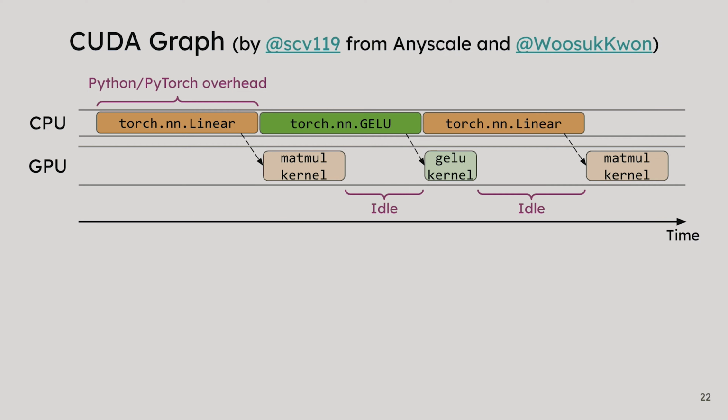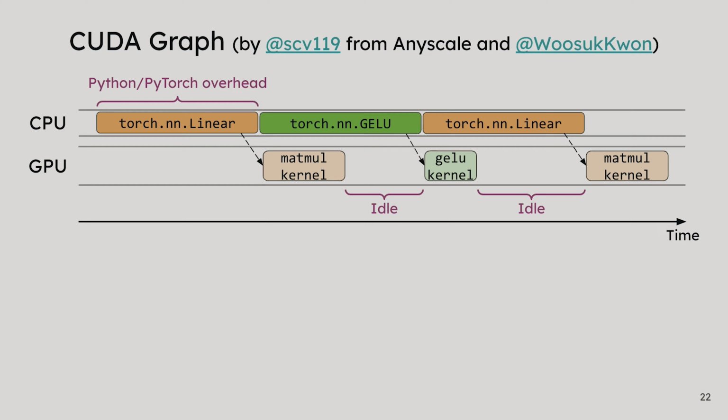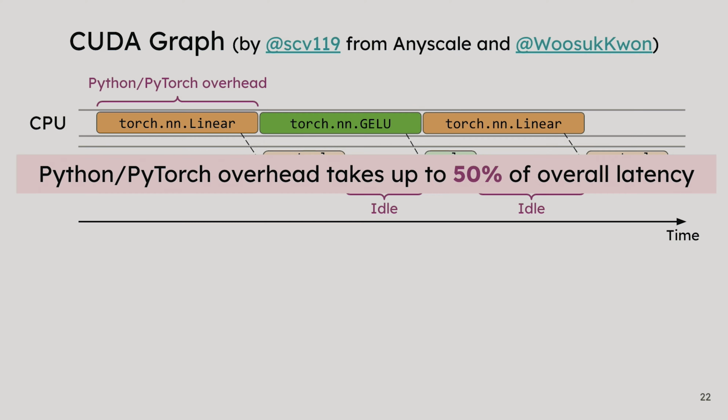And with more and more optimizations added for GPUs, the time vLLM spent on CPU becomes more and more prominent and becomes the major performance bottleneck. In our profiling, we see that the Python or PyTorch overhead takes up to 50% of overall latency, at a point where the GPU's execution speed is faster than the speed of the CPU launching the next kernels.